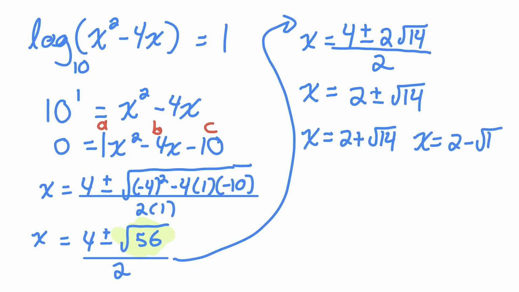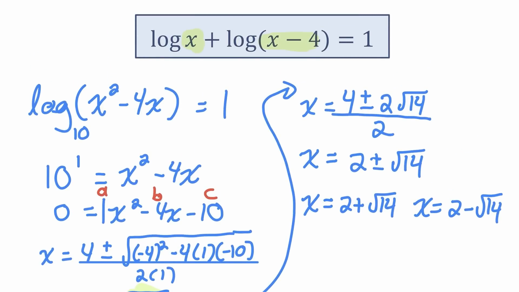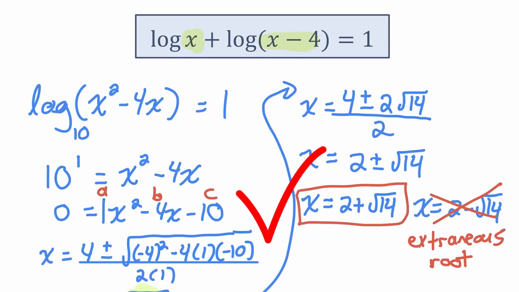But when solving a logarithmic equation, you have to understand that the argument of a logarithm is restricted to being greater than 0. So if either of the answers we got make either of the logarithmic expressions undefined by making the arguments less than or equal to 0, then we call it an extraneous root. Notice that 2 minus root 14 is going to give us a negative answer, so of course that's going to make both of these log expressions undefined. So 2 minus root 14 is an extraneous root. So the only real answer to this equation is 2 plus root 14.